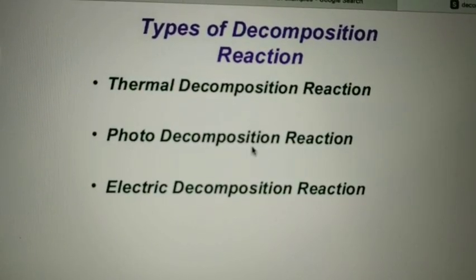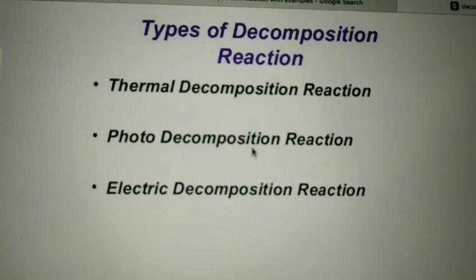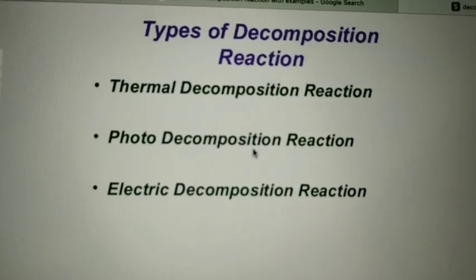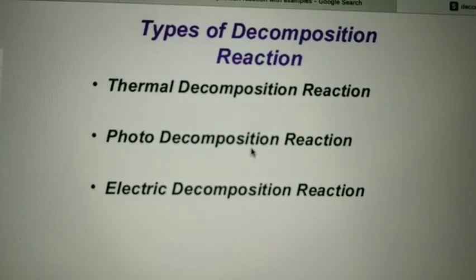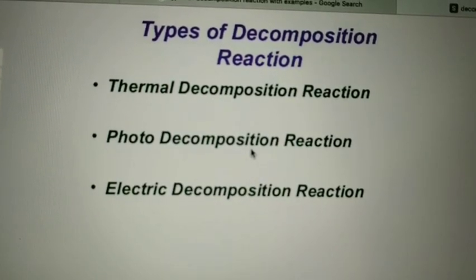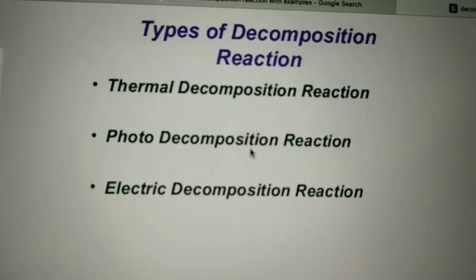Basically there are three types of decomposition reaction: thermal decomposition reaction, photo decomposition reaction and electric decomposition reaction. Let's discuss these three decomposition reactions one by one.